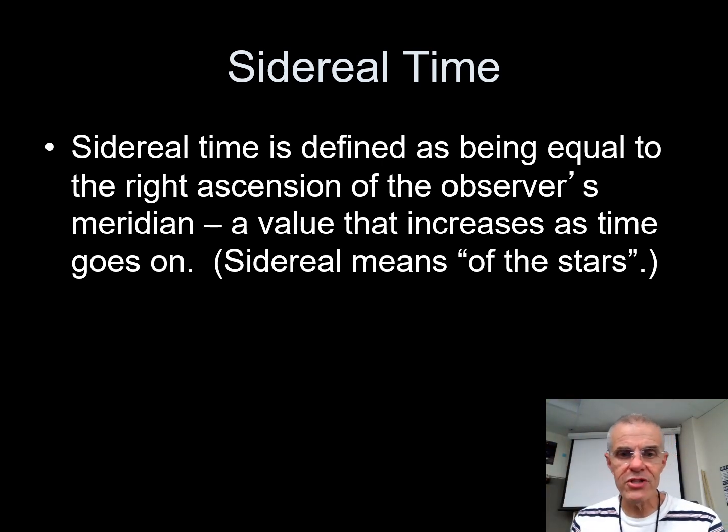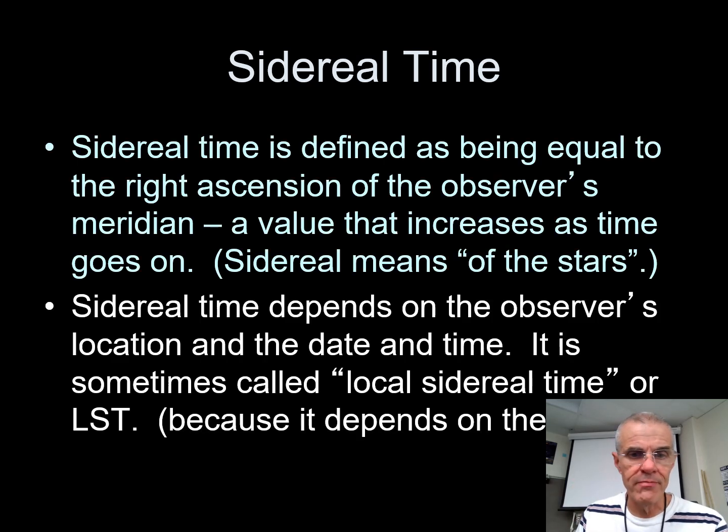If we judge time by the stars, the word sidereal means of the stars. It translates from some old language and basically means of the stars. So it's the time based on stars. And right ascension on the stars is kind of like a clock made out of stars. So if you want to know what time it is, if you could see those lines, you could just look up in the sky and say, oh, it's 3 hours right ascension because that line is right on my meridian. It's called sidereal time. Sidereal time depends on your location and the date and time.